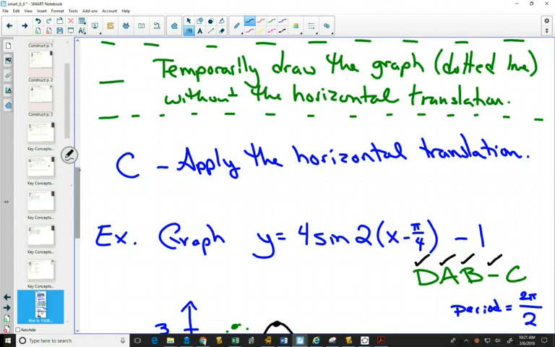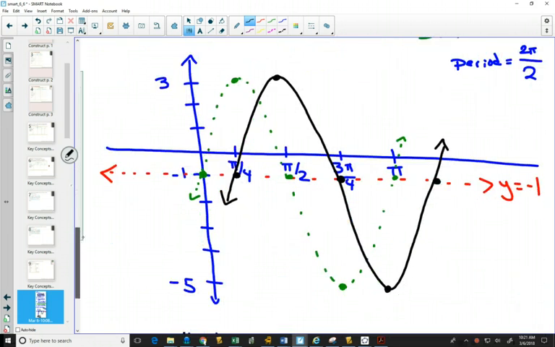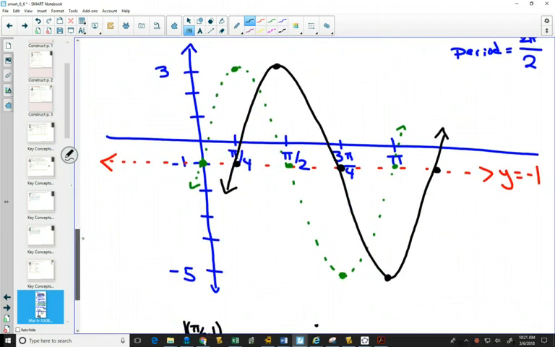And there would be a lot of mini calculations you would need to do to figure out all of those points. So this method of DAB-C, as I call it, allows you to do all of that a lot quicker, and just do it in one step.